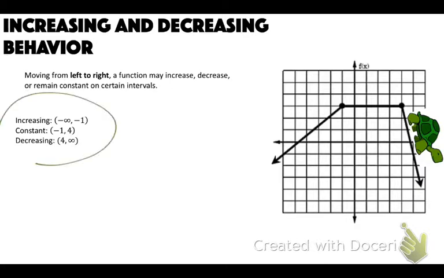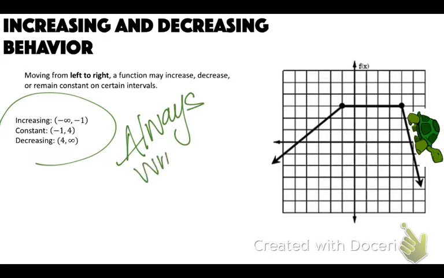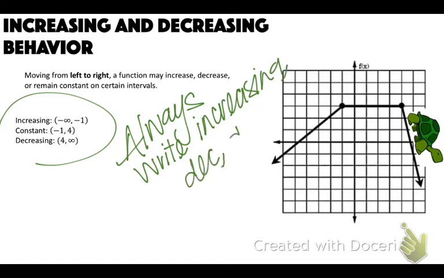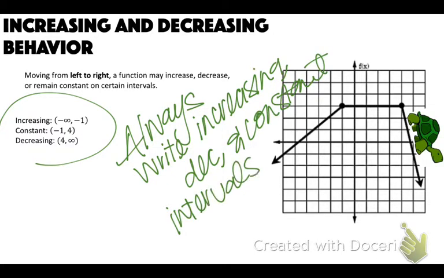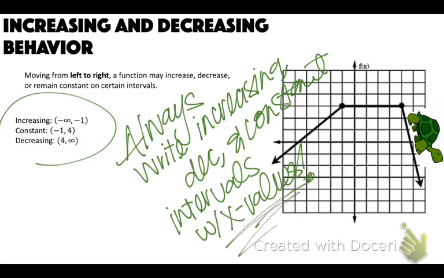And you always write increasing and decreasing as x values. So let's write that down. Always write increasing, decreasing, and constant intervals with x values. Okay, that's very important. That's one thing that we tend to mix up on here. So always write it down with your x values. Okay?